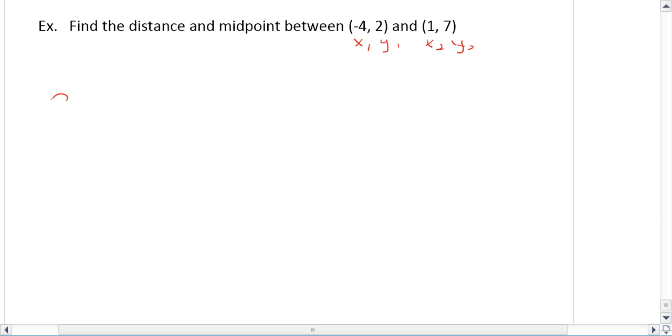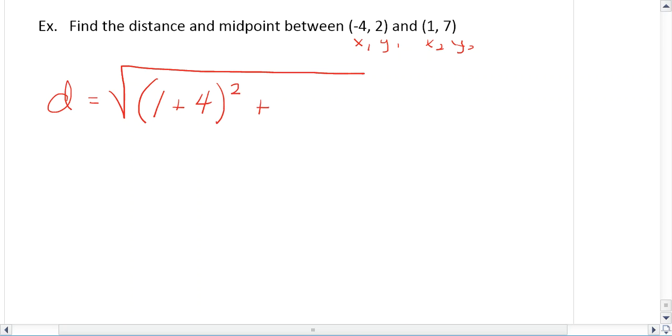All right, we'll find distance first. So the distance is the square root. If I have x2 minus x1, I would have 1 minus a -4, which becomes a +4, that quantity squared, plus 7 minus 2 quantity squared. So now if we evaluate this, this is 5 squared. Oh, and so is this 5 squared. So we have the square root, 25 plus 25 is square root 50.